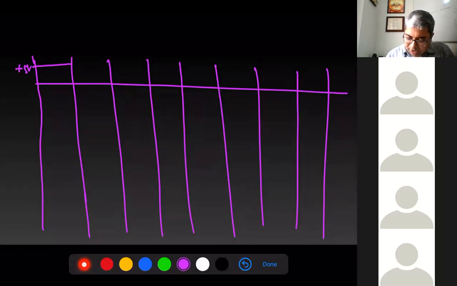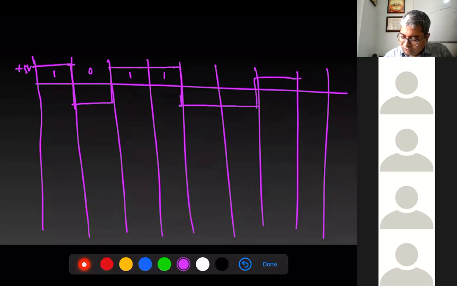So it is 1 0 1 1, क्या था इसके बाद? 0 0 then 1. Okay. 0 0 1 0 0 1.